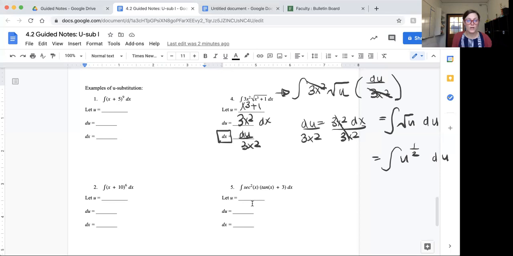Okay, so I want you to work through these 6 problems on the notes and also the WebAssign, and we will go over this in class.